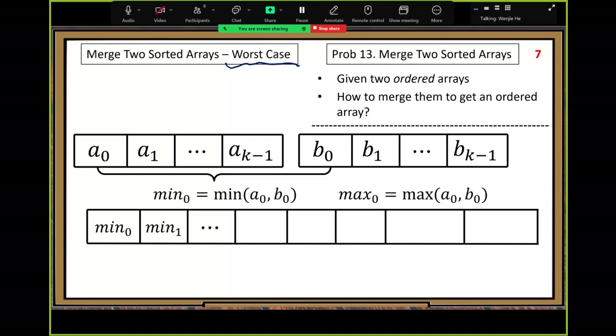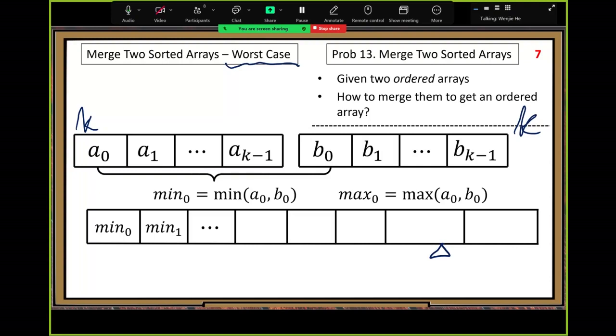Sometimes you can stop earlier, right? Yeah, you can stop earlier. But in the worst case, we stop at the latest point. So that means when we determine the second to last element, we still need to do one comparison. Based on this understanding, can you see how many comparisons we need to do? Suppose the first array has k elements, the second array also has k elements. How many comparisons do you need?